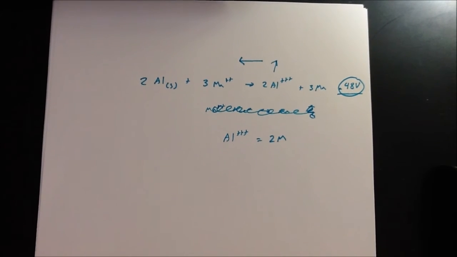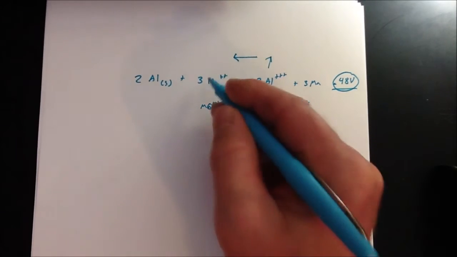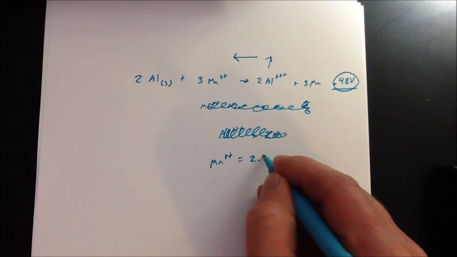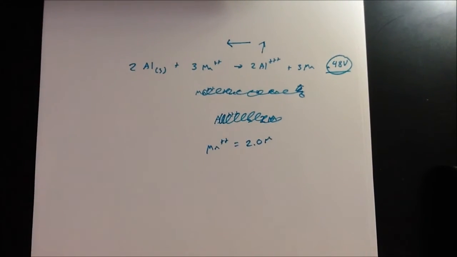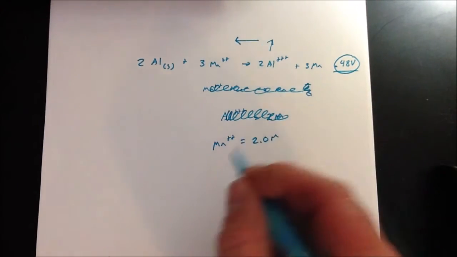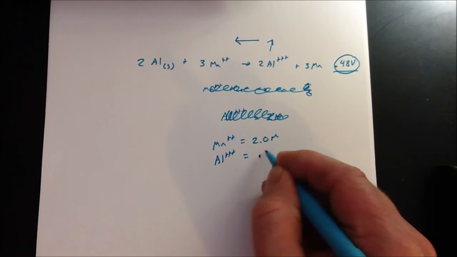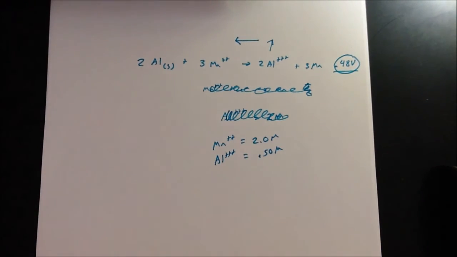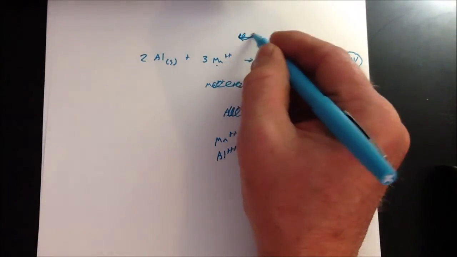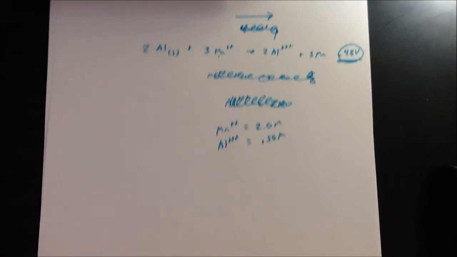So if I wanted to design this battery and I wanted more than 0.48 volts, I've got some options. One is maybe I go with manganese ion equal to 2.0 molar. Or, on the other hand, we've talked about just comparing these to 1. It would have the same effect if I change the aluminum ion from 1 molar to 0.50 molar. Or what if I do both? So again, if I do both of those by increasing this and decreasing that, it's going to shift this to the right, and that's going to increase the voltage.